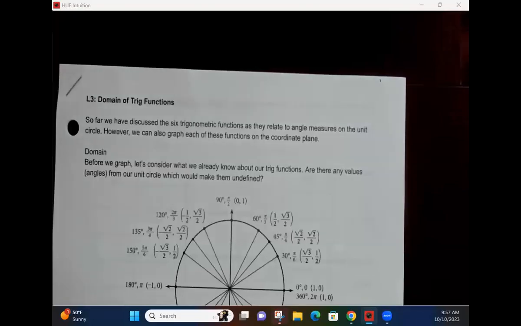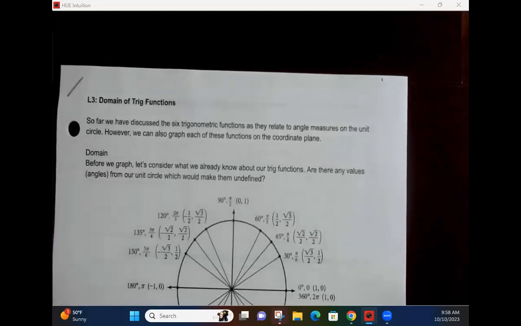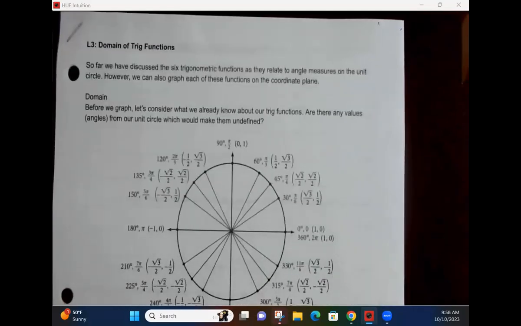Alrighty, so today we're going to talk about the domain of our trig functions. This is page 15 that we're starting on. We have our old buddy that we met last week, our unit circle, on the very front. And remember, we talked about sine and cosine as being related to the x and y coordinates on the unit circle for our given theta, for our given angle measure.